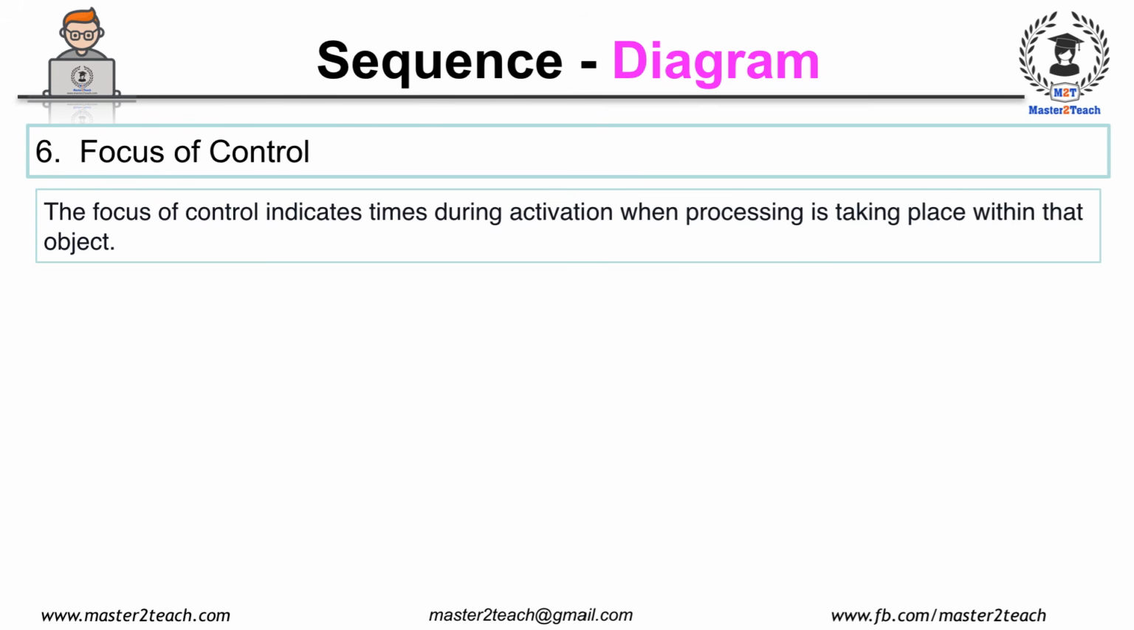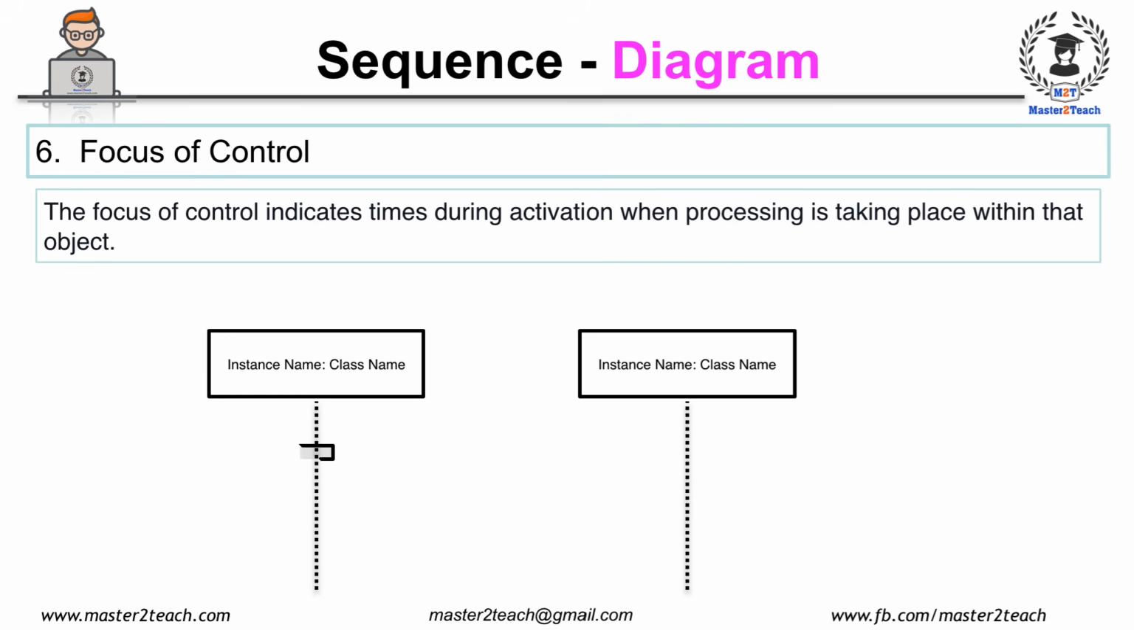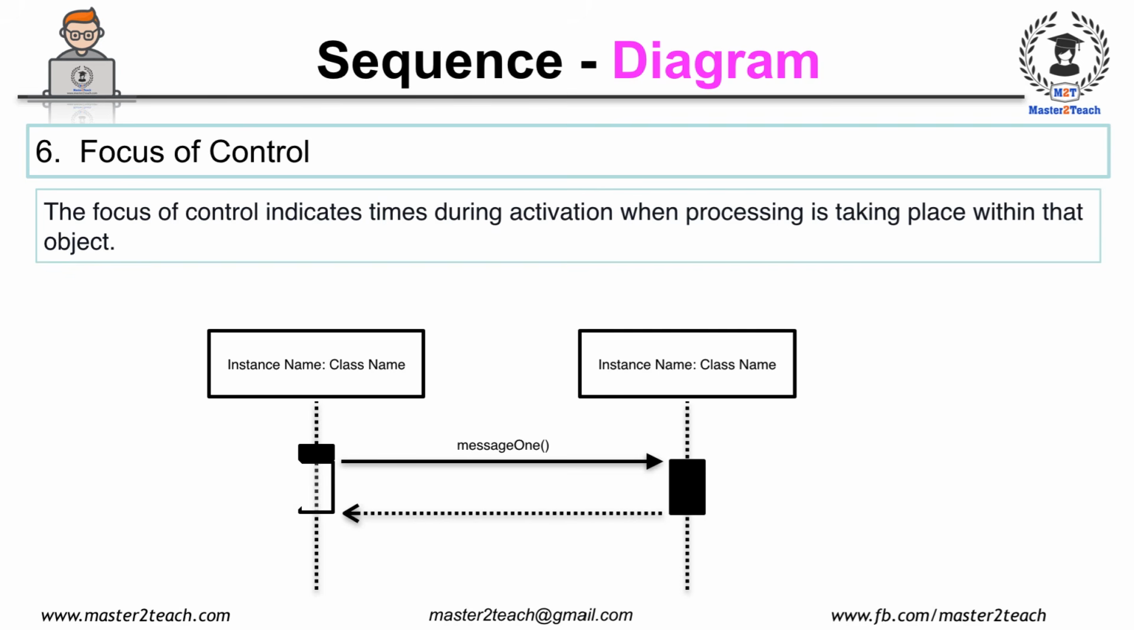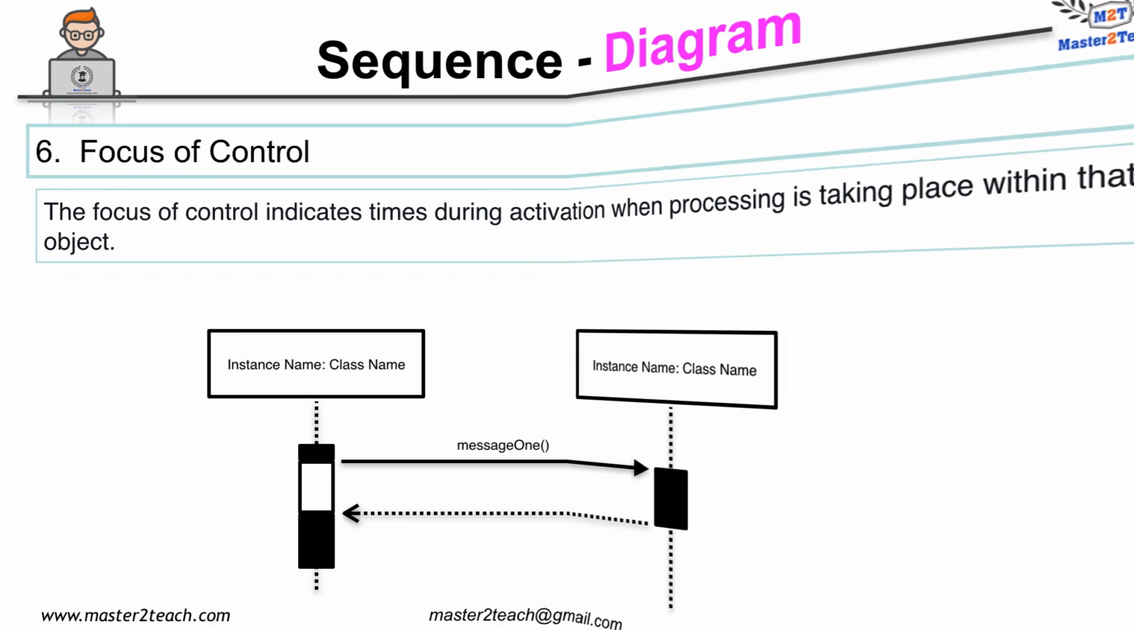The focus of control indicates times during activation when processing is taking place within that object. The focus of control is also known as an execution occurrence. It represents the period during which an element is performing an operation. The top and the bottom of the rectangle are aligned with the initiation and the completion time respectively. The focus of control can be shown as follows. The white gap in the activation reflects the waiting time and the shaded black reflects the execution time.